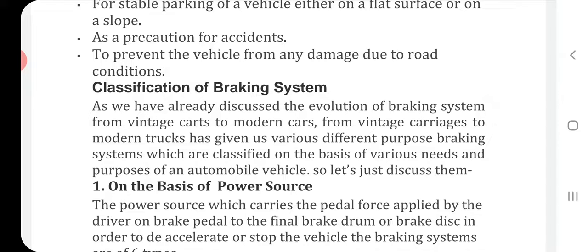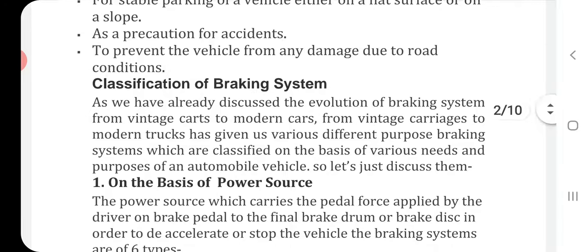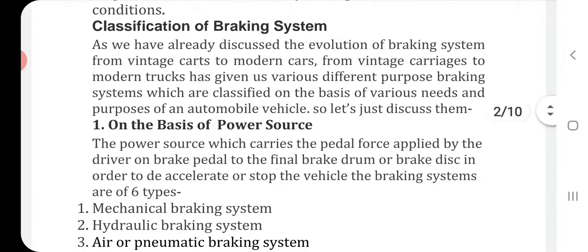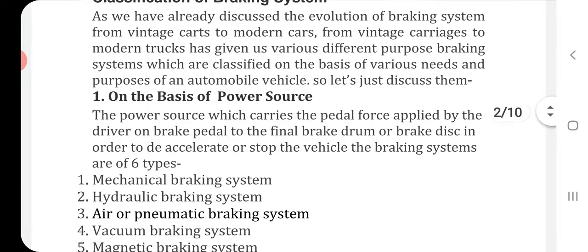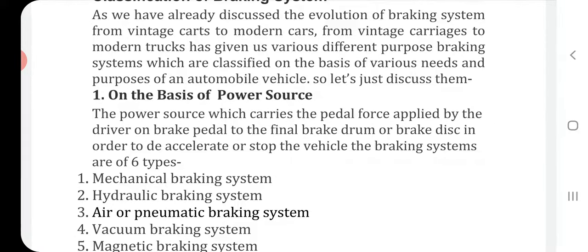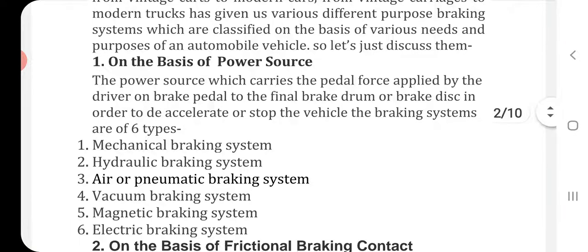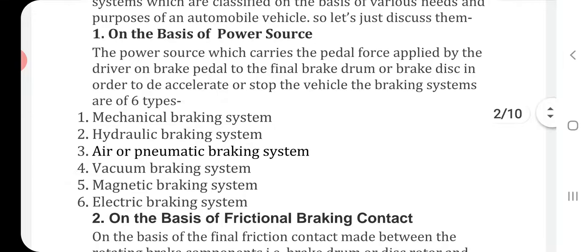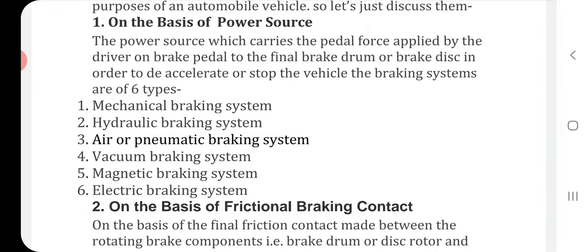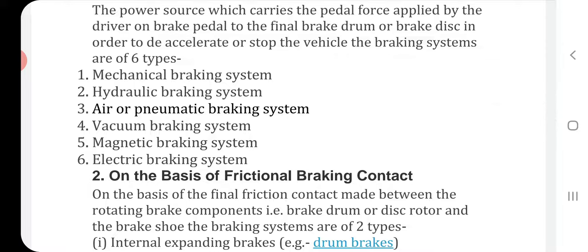We have discussed the evolution of the braking system from vintage cars to modern cars, from vintage carriages to modern trucks, which has given us various different purpose braking systems, classified on the basis of various needs and purposes. The first is on the basis of power source. The power source carries the pedal force applied by the driver on the brake pedal to the final brake drum or brake disc in order to decelerate or stop the vehicle. Depending upon the power source, the braking systems are of six types: mechanical braking system, hydraulic braking system, pneumatic braking system, vacuum braking system, magnetic braking system, and the last one is the electric braking system.